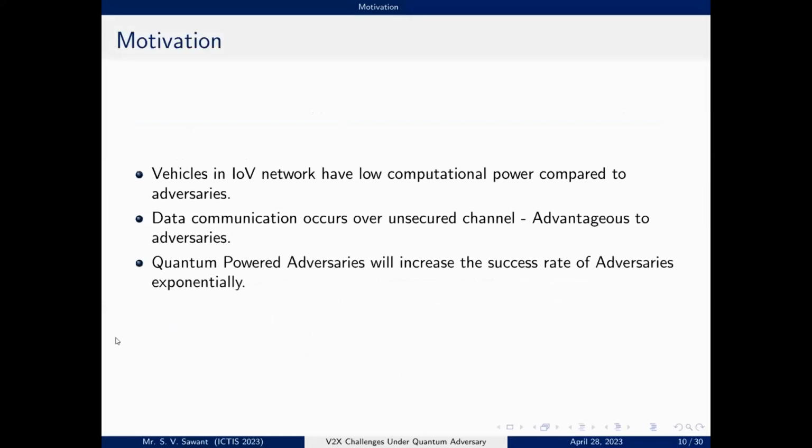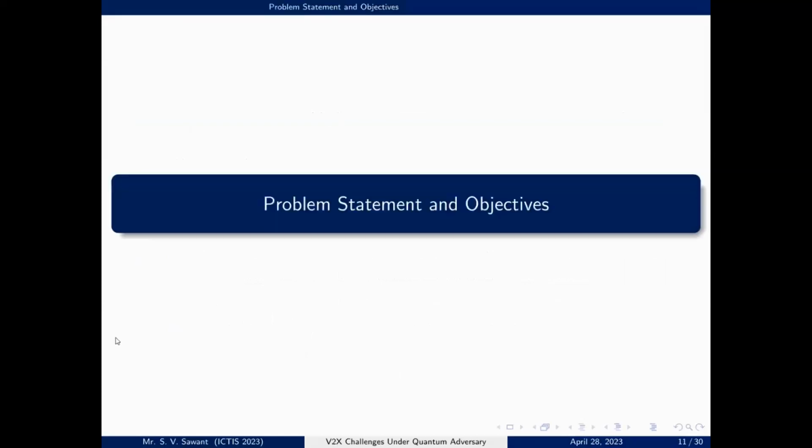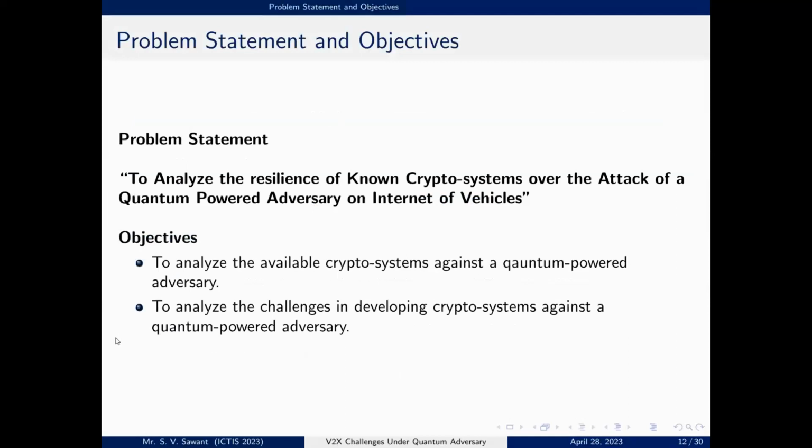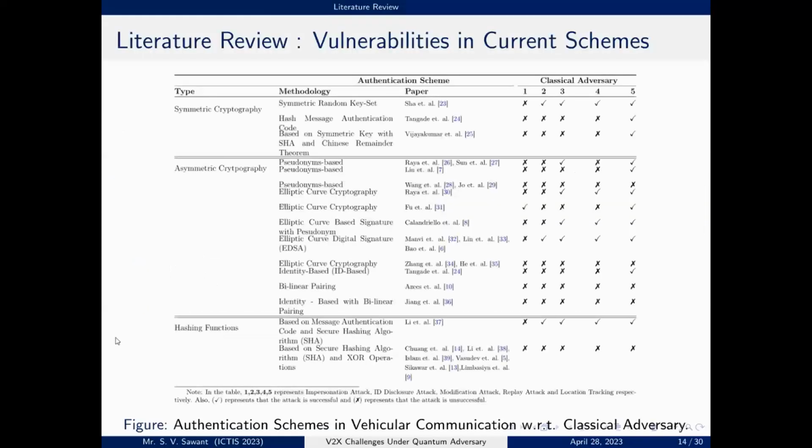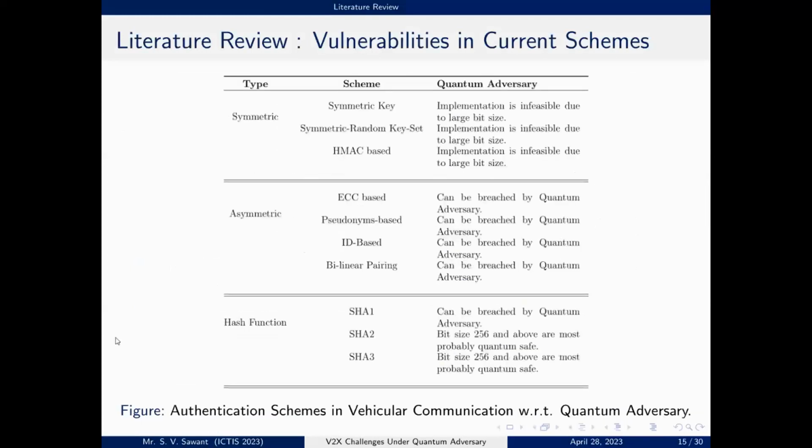low powered devices, and because of being unsecured, it is an advantage to adversaries, and the success rate of adversaries increases exponentially. So in this paper, I have analyzed the system with respect to quantum powered adversaries, and also talked about the challenges of developing quantum safe systems using post-quantum cryptography. So this is the basic review I've done with respect to classical adversaries. This is the review I've done with respect to the quantum adversary.